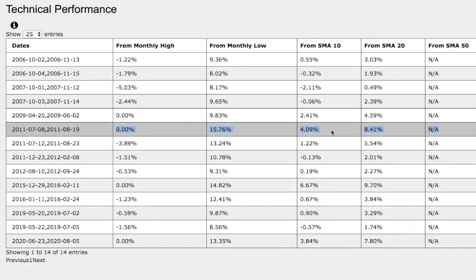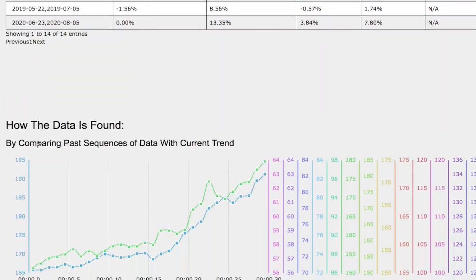And back then, it was up 4% from the 10-day simple moving average. Compare that to the current trend, which is up 4%. And back then, it was up 8.4% from the 20-day simple moving average. Compare that to the current trend, which is up 7.8% from the 20-day simple moving average. There are technical similarities among the two trends. We don't have the 50-day moving average because we're only examining a 30-day trend. Again, these models are available in the link below, so do check it out.